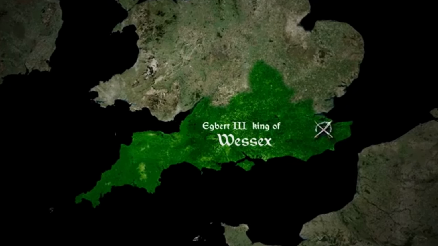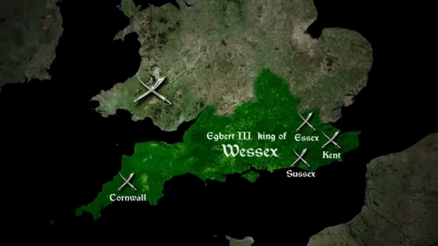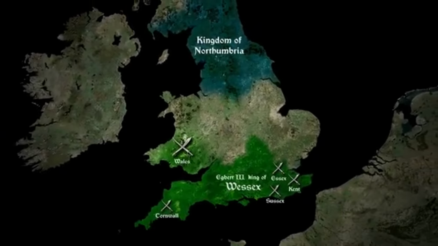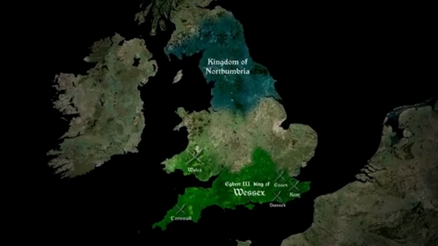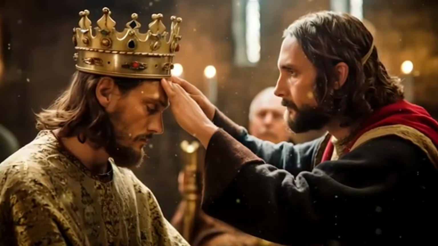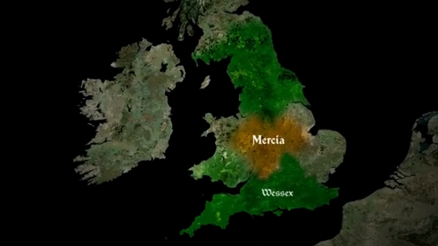He took control of the kingdoms of Kent, Essex, Sussex, and Cornwall, as well as large swaths of Wales. Even the kingdom of Northumbria eventually submitted to the crown of Wessex, placing all Anglo-Saxon kingdoms in Britain under the direct and indirect rule of Egbert of Wessex. Well, almost all. His old enemy, the Kingdom of Mercia, was a different story.